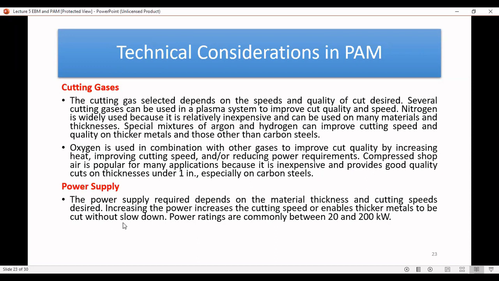In terms of power supply, it depends on the material thickness and cutting speed. Increasing the power increases the cutting speed, or enables thicker materials to be cut without slowing down. So power ratings are commonly between 20 to 200 kilowatts. So if you use higher power, then basically you can increase the cutting speed, but use more power, and enable thicker materials to be cut without slowing down.